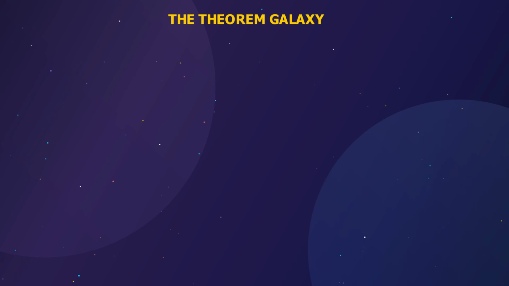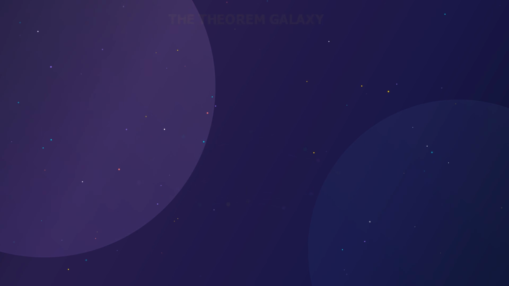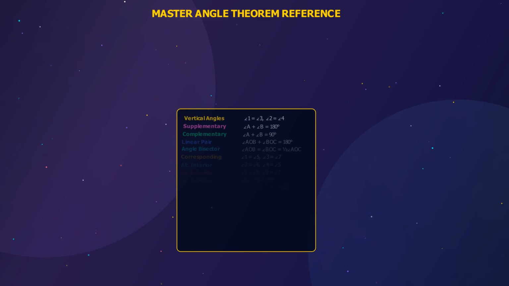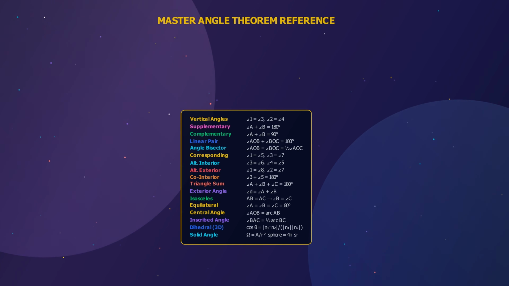Every theorem we have learned is a star, and together they form a constellation of mathematical knowledge. 17 theorems, one complete map of the angle kingdom. Every angle you've seen today is not just a number, it is a law of the universe.